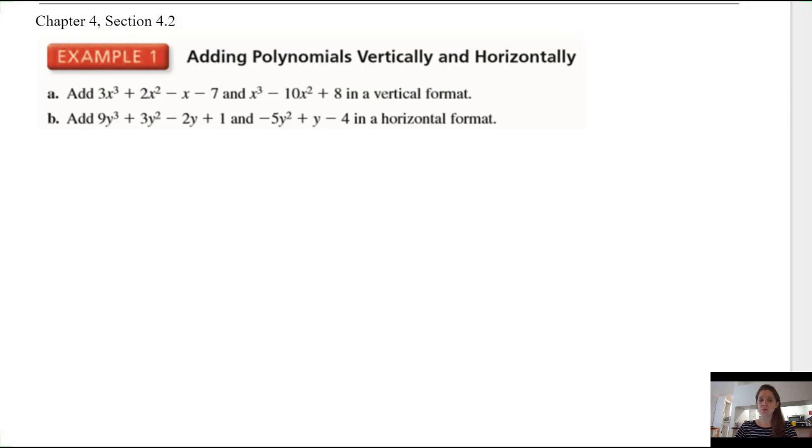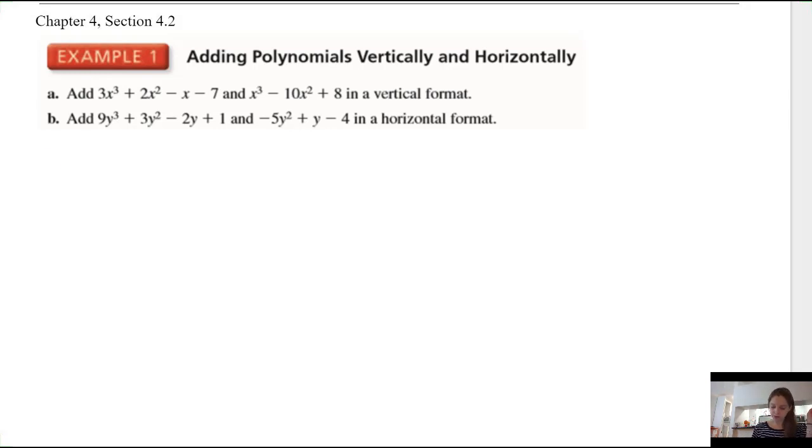So in these two, we're going to do two different formats. You can choose whichever one makes the most sense to you. You probably already have a way that works for you. So in A, it says add these polynomials in a vertical format. So we're going to put them on top of each other. And when you put them on top of each other, you want to make sure to line up like terms.